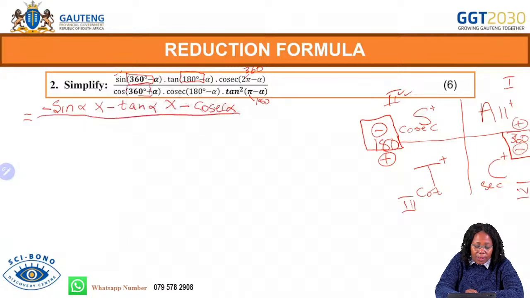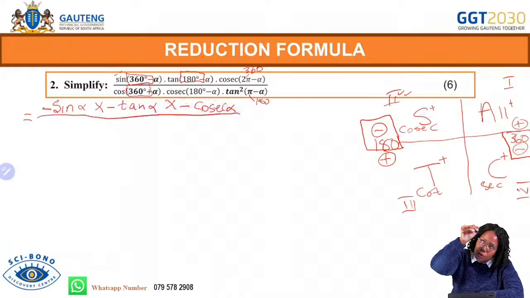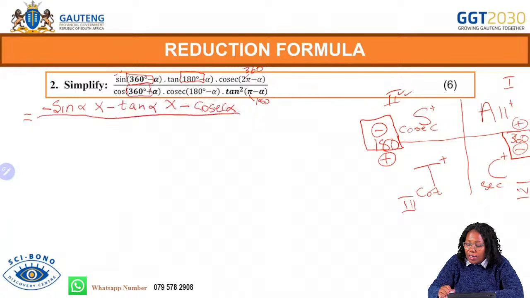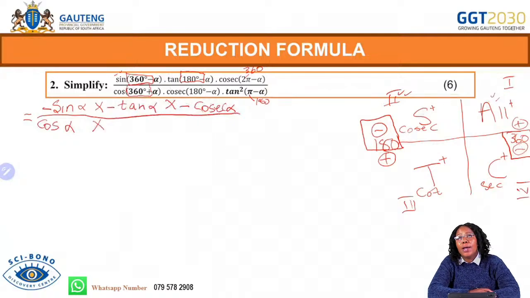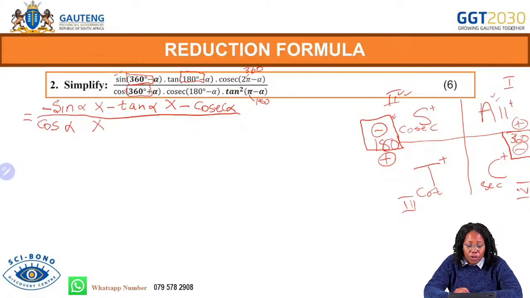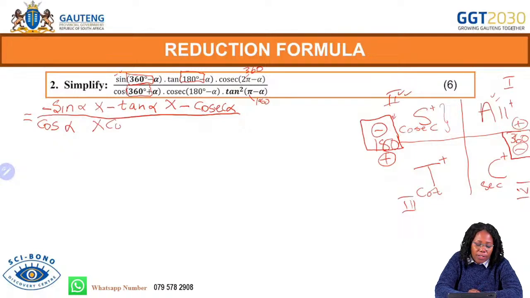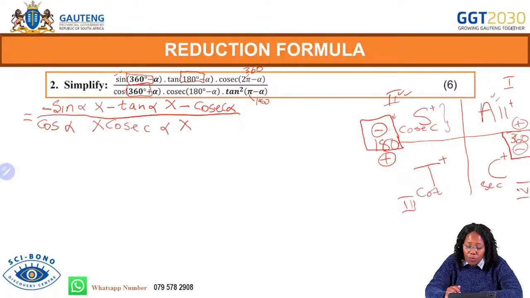Go to the denominator now. 360 plus, which quadrant is that? It's when you are revolving for the second time, back to quadrant 1 again. In quadrant 1, all ratios are positive. That means cos is positive also there. Multiply. Cosec of 180 minus, that is our quadrant 2. In quadrant 2, is cosec positive? Yes, because it is the reciprocal of sine. If sine is positive, cosec will also be positive in that quadrant. Cosec alpha.